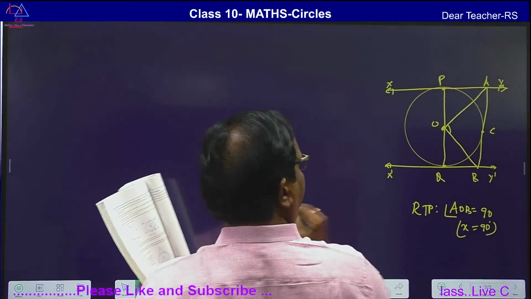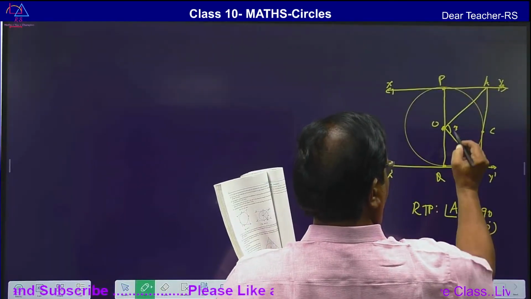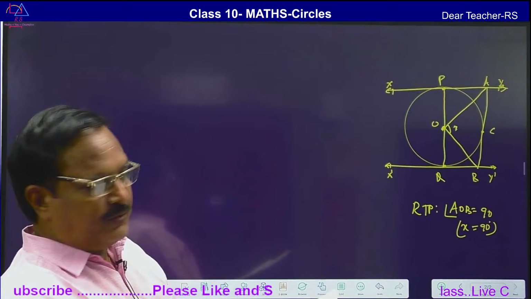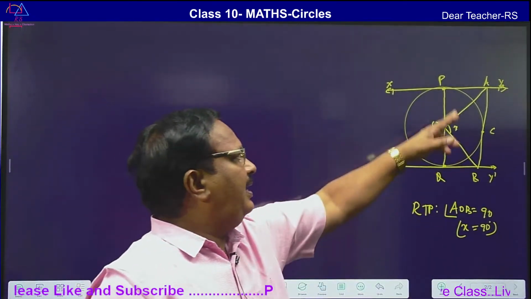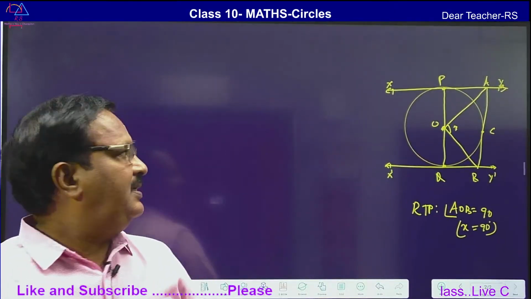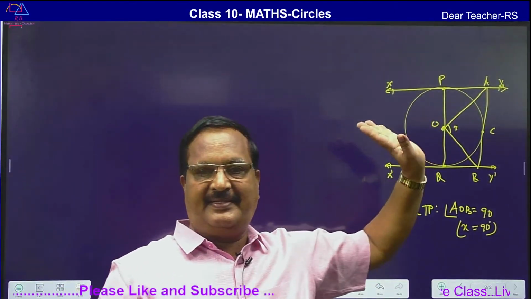In the place of AOB, I will write X. Okay. So this is what I have to prove. My target is angle AOB. Angle AOB, I should prove this as 90 degrees. This is my target.